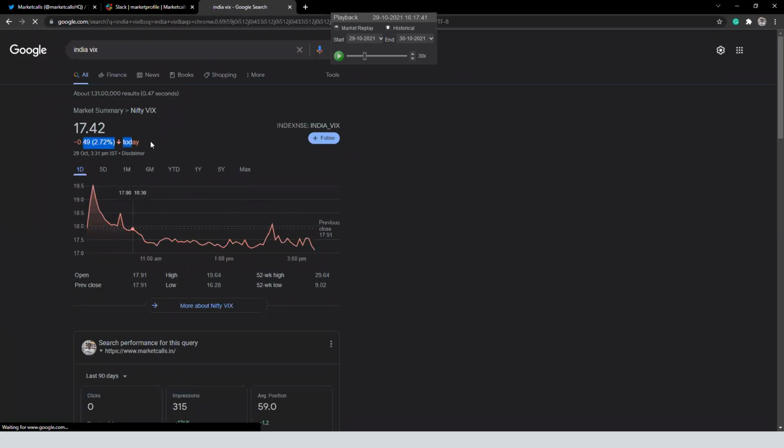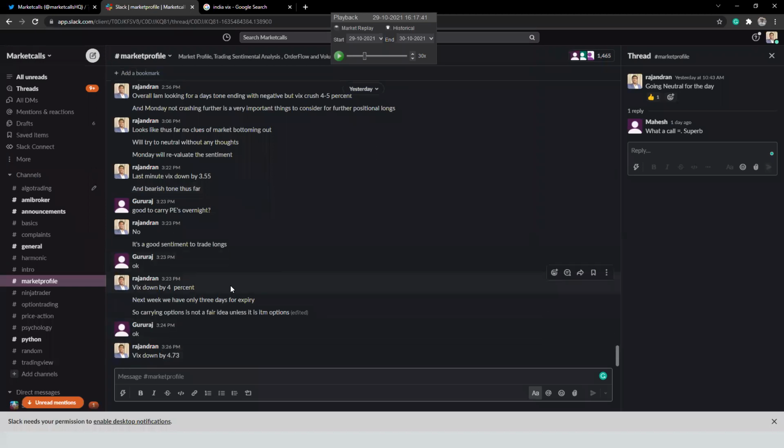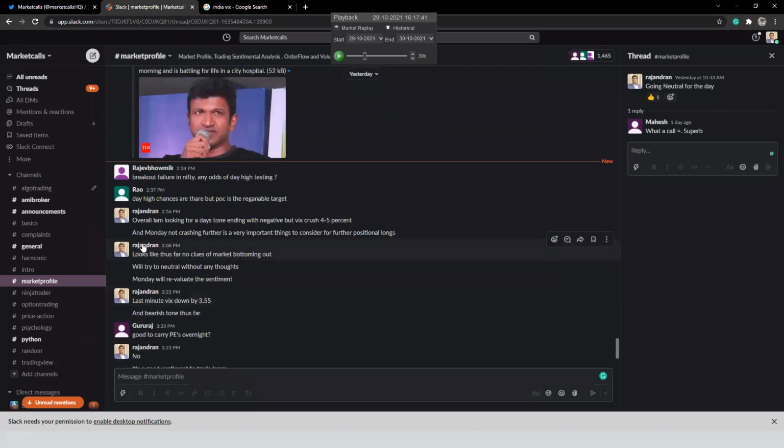In fact, I think the numbers are pretty wrong as of now, but last Friday it was down by some 4.7 or 4.4%, is what I had seen. Probably it is an adjusted close. But last Friday, despite the negative fall, VIX started cooling down a little bit. So that is another thing which I've been monitoring. Overall, I'm looking for a day ending negative, but VIX crushing 4 to 5% is what my expectation was.